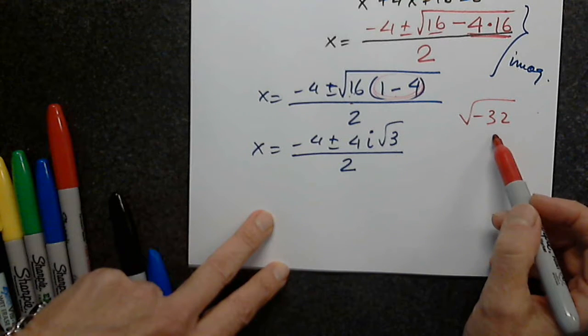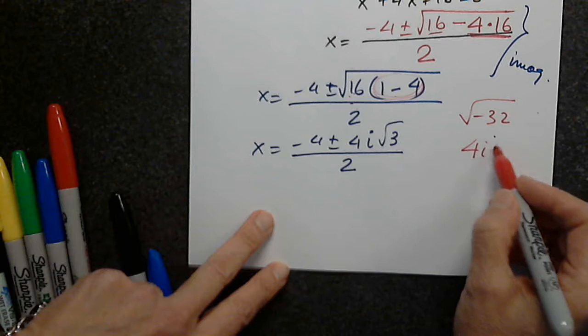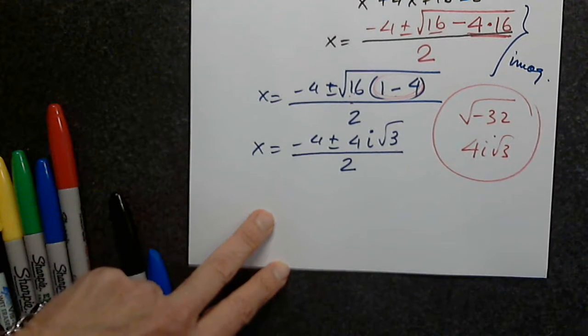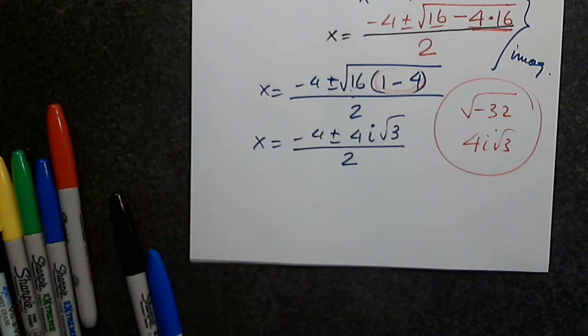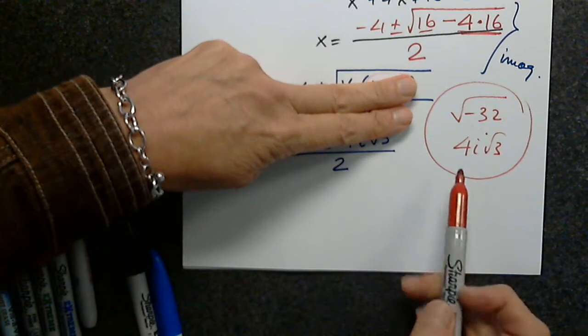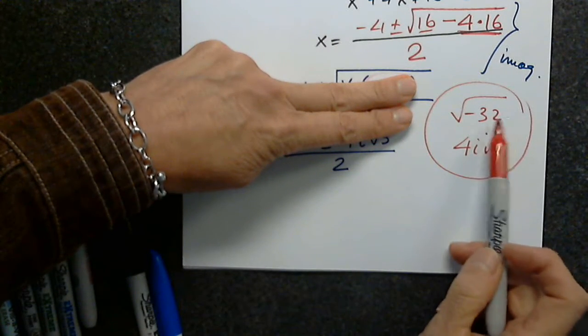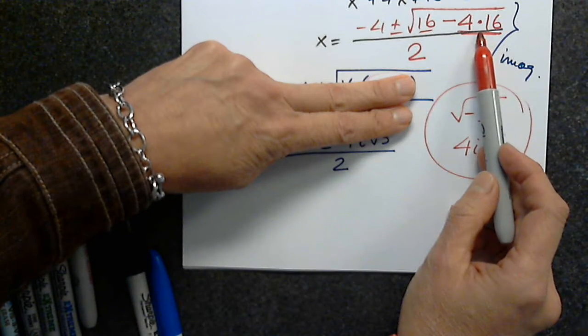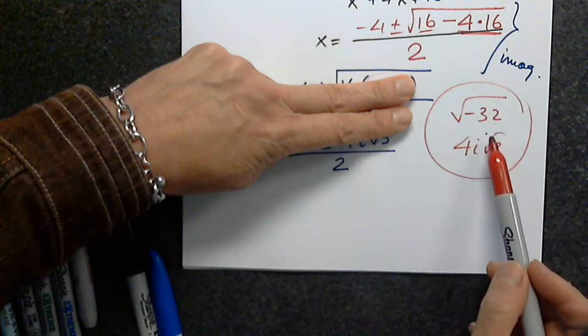Or you can use this, and you will eventually get 4i the square root of 3. But this is more difficult. It's easier to notice that I can factor out, but it's the same thing. Is it clear how I got -32, in case you don't want to do this? Yes. So it's 16 minus 48, correct? 16 minus 48 is -32.